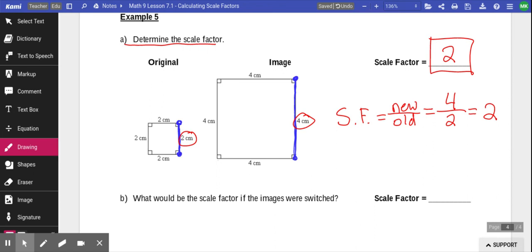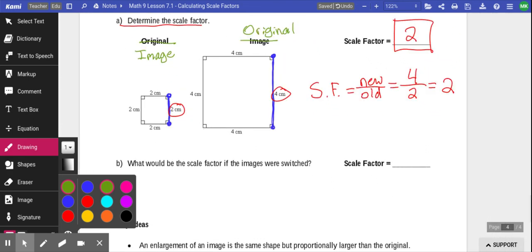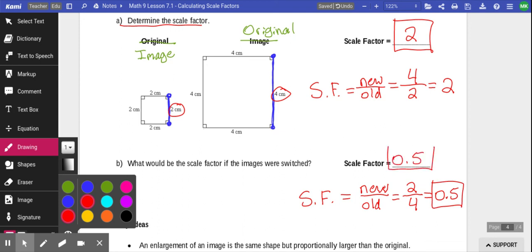Perfect. If we wanted to do it backwards, so imagine that this was actually the original, and this was actually the image. Then my sides have now changed. So my scale factor would be new over old. But now my new image is 2 and my old image is 4. Because I've reversed the order of the image, that's now 0.5. So if I was to reverse it, it would have been 0.5.